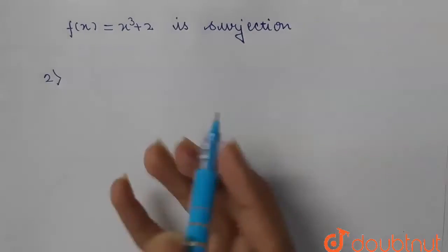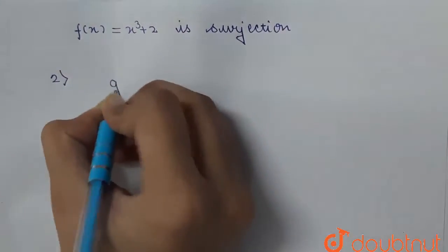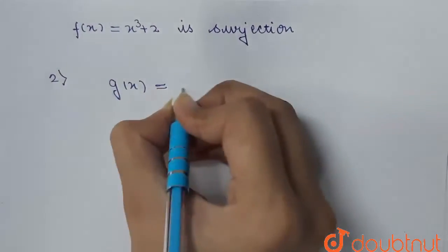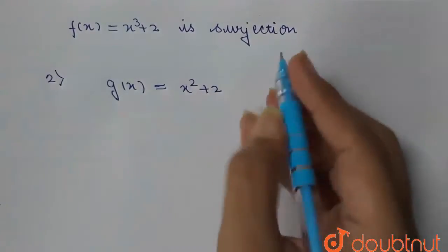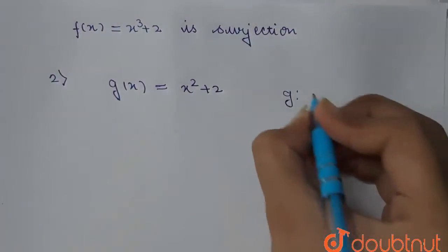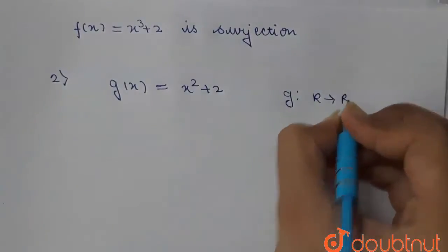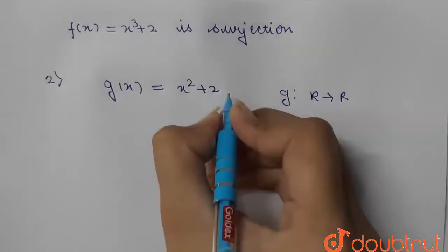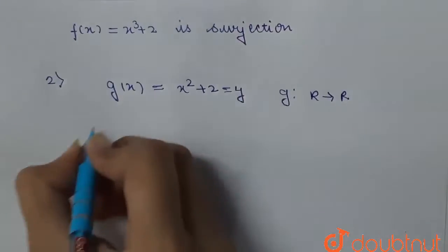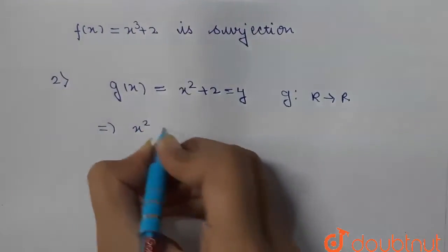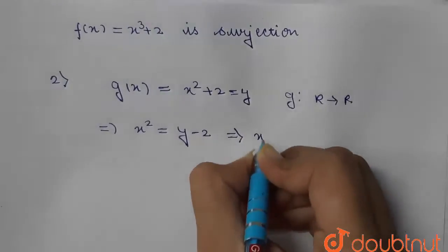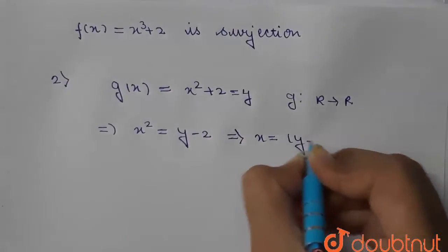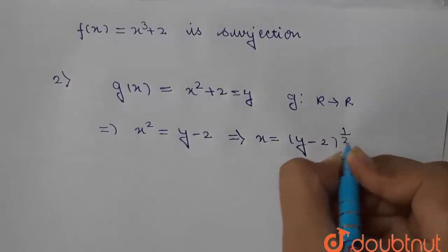Now in option number 2 we are given that g of x is equal to x square plus 2 for all x that belongs to R, and this g function is from R to R. Again we will take this equal to y. From here x square will be equal to y minus 2, which implies the value for x will be y minus 2 to the power 1 by 2.